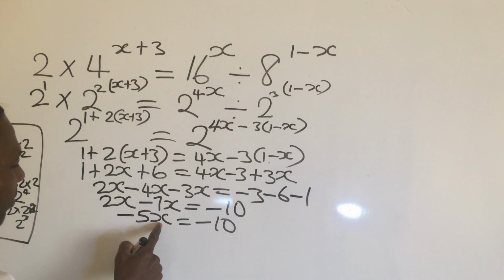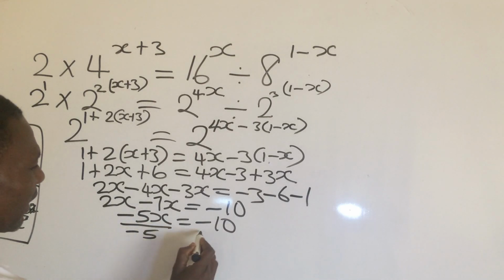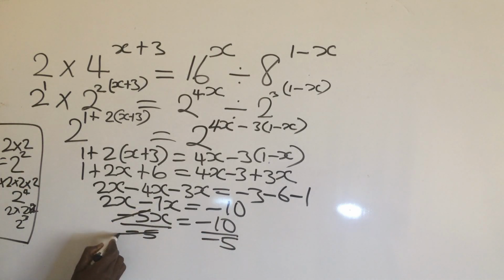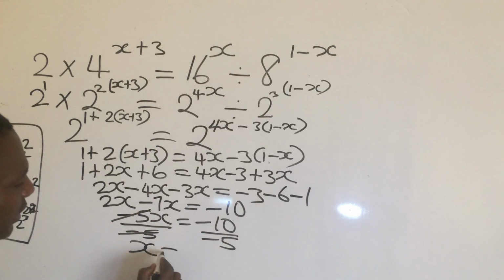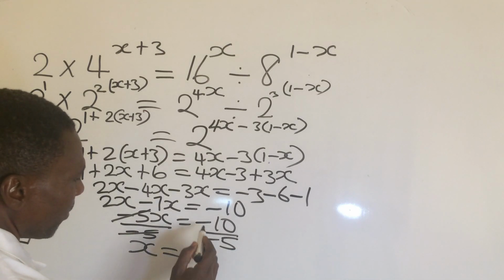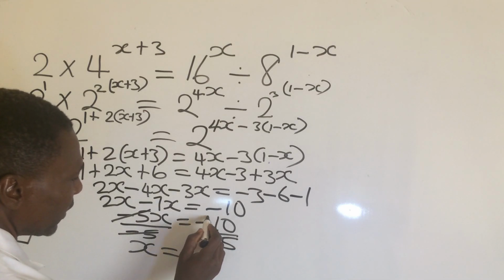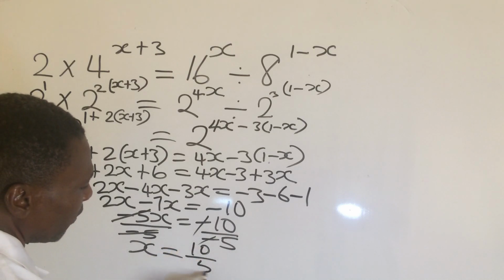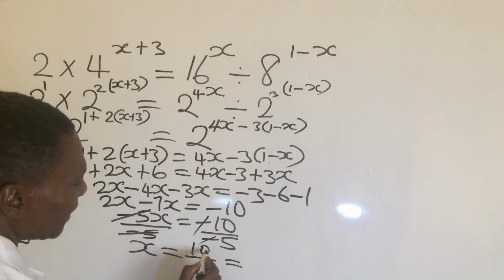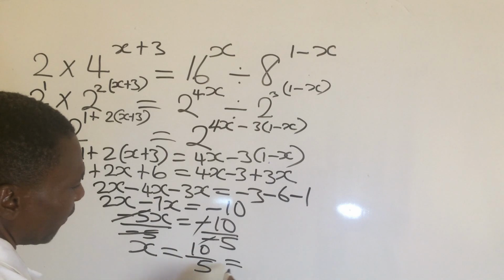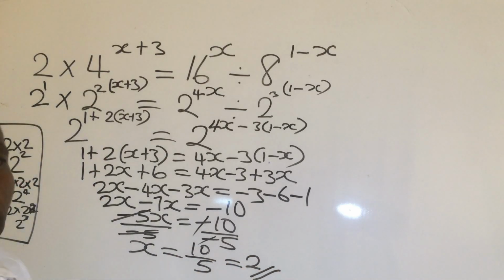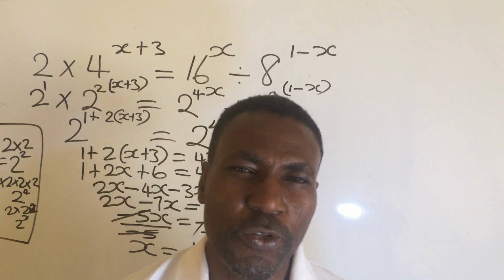Making x subject of formula, we divide both sides by minus 5. The minus 5 here cancels minus 5 here, remaining only x equals, minus here cancels minus here. Now remains 10 over 5, which is 10 divided by 5 is 2. Answer. So, dear friends, this is how to solve this.